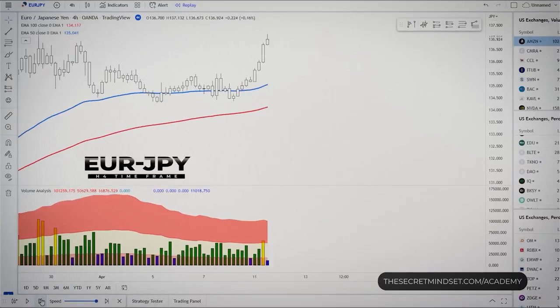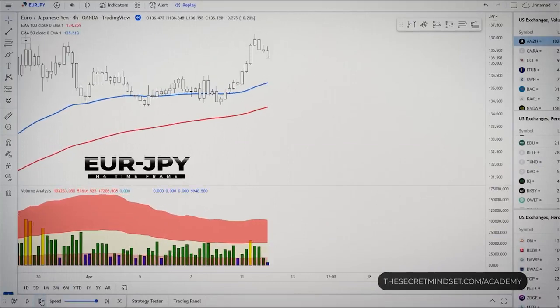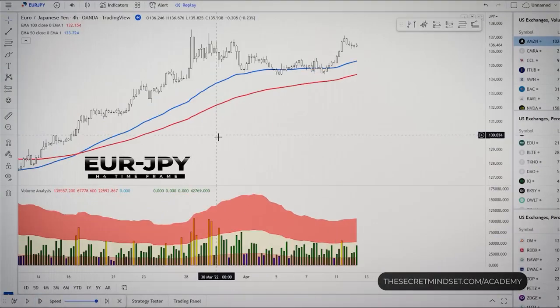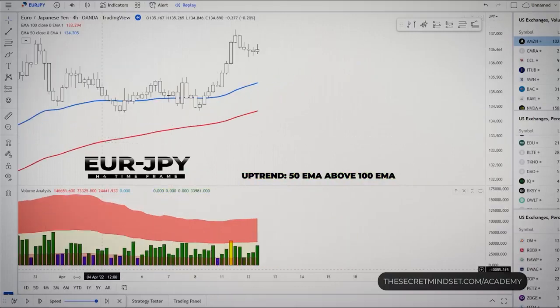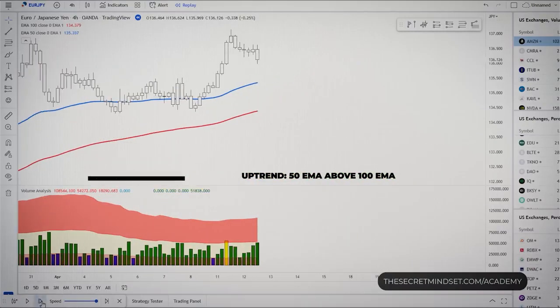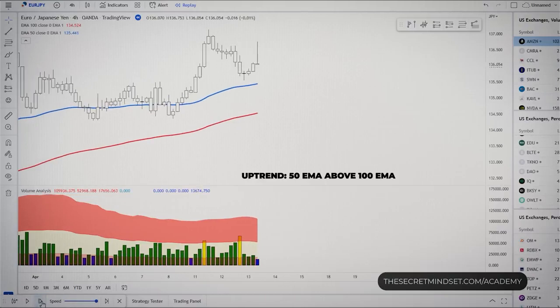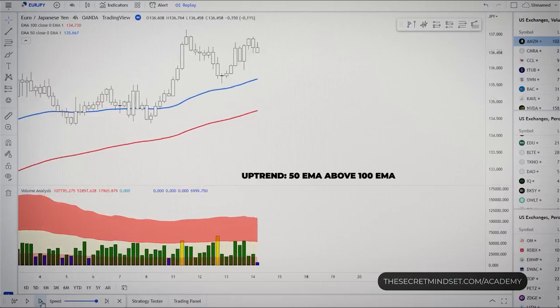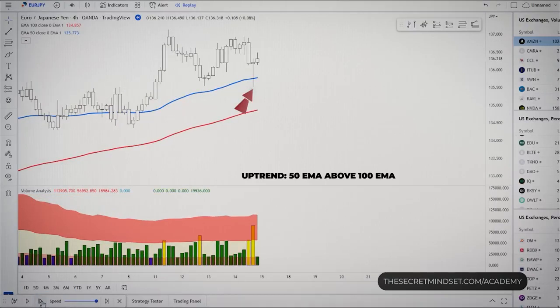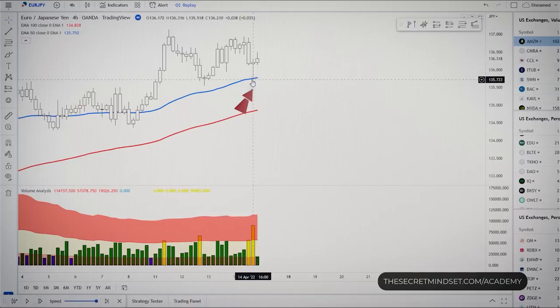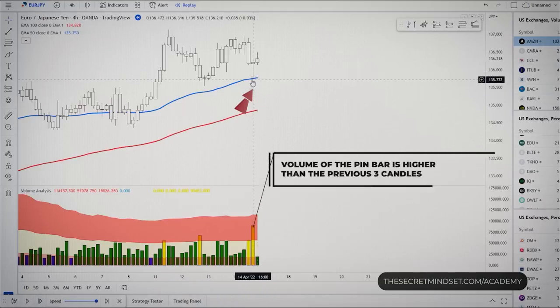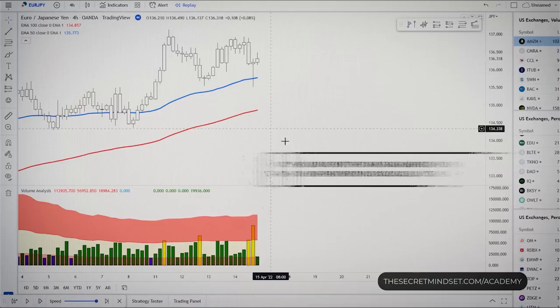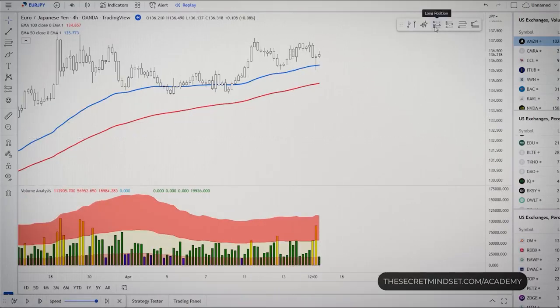Let's move to Euro-Yen, on my favorite time frame, the 4-hour. The same situation. The trend is up, because the 50 EMA is above the 100 EMA, so we look for long trades. We have a small pullback to the 50 EMA, and with this pin bar rejecting the area, volume is higher than the previous bars, so all conditions are met.